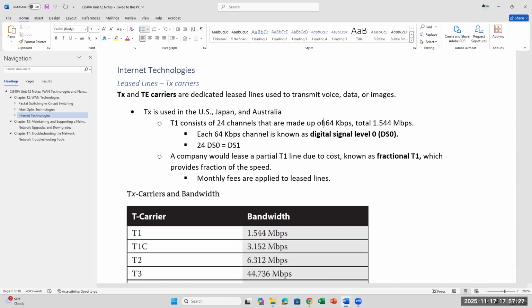I think we talked about this before. Each of your 64 kilobit per second channels is known as your DS0. So when you're using a tier 1 or a T1, you're going to have 24 DS0, which is equivalent to 1 DS1. That's the next level. So when people install tier 1, they're going to transfer at max 1.5 megabits per second.